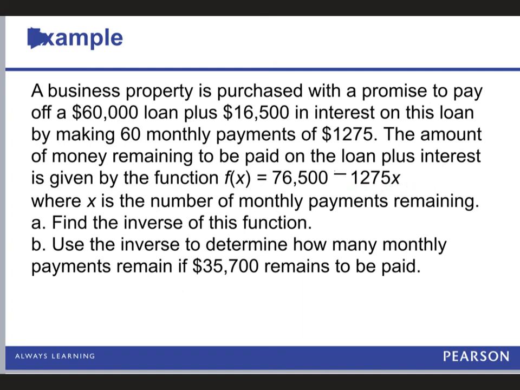So they're asking us to find the inverse for this function and then use the inverse to determine how many monthly payments would remain. So right now my input is the number of months that I paid, and what comes out is how much money I still owe. So if I'm going to find the inverse, I'm going to reverse that. My input would be how much money I owe, and then based on that, I should be able to calculate how many more payments I have to make. So we're going to look and see how we do that now.